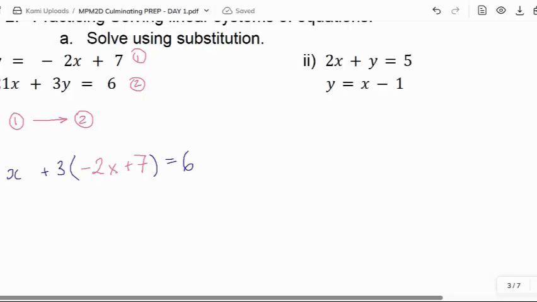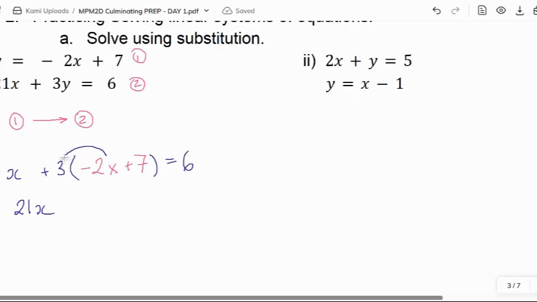Okay. Why did I do this? Look at that equation that we have right now. How many unknowns do I have in this equation? Just x. Can I solve for it? Yes. That's why I substituted. So use the rules of BEDMAS to isolate x.